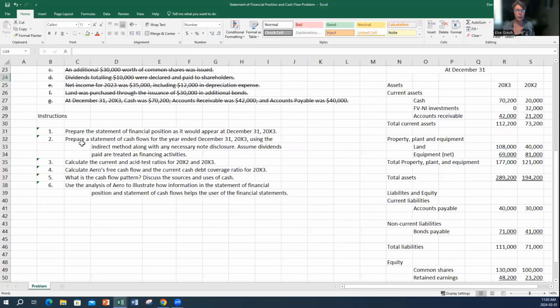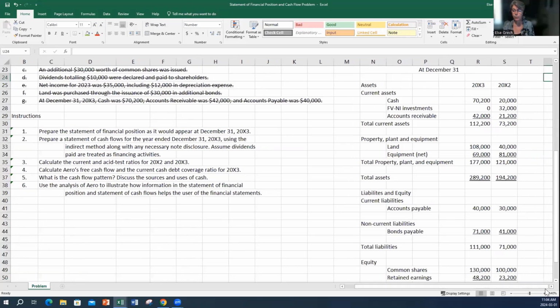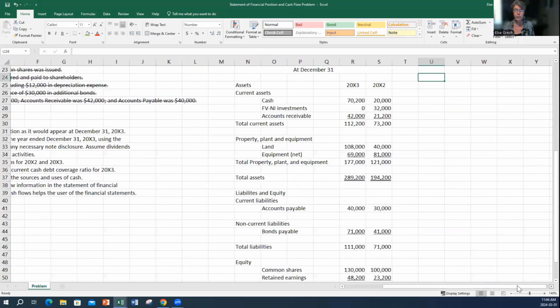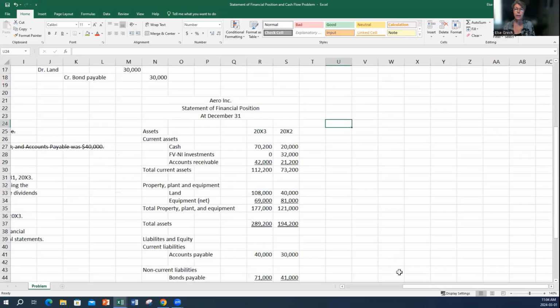So now moving on. Prepare a statement of cash flows for the year ended December 31st, 2000 X3 using the indirect method along with any necessary note disclosure. Assume dividends paid are treated as financing activities. So let's go over here. We're going to use this to do the statement of cash flows. We'll use the comparative statement of financial position.